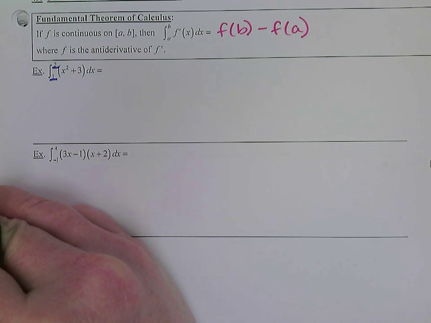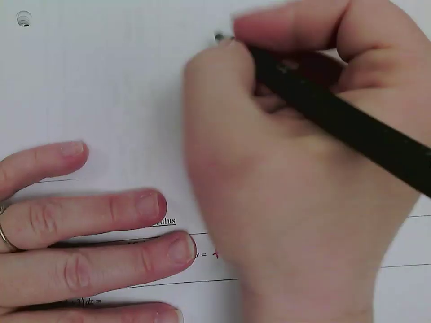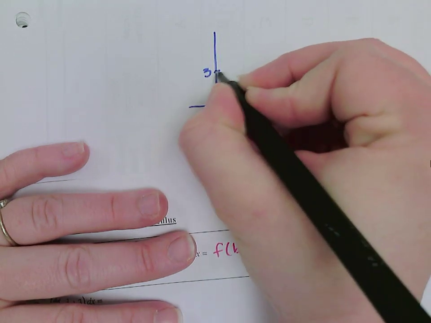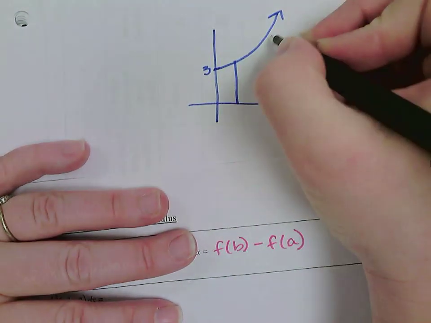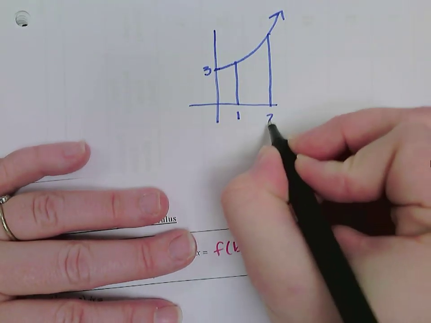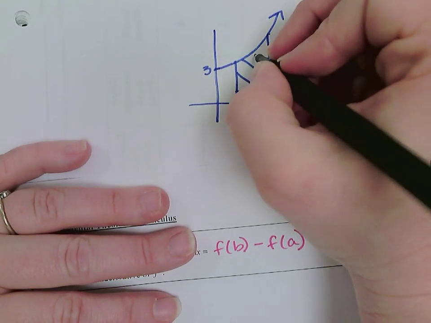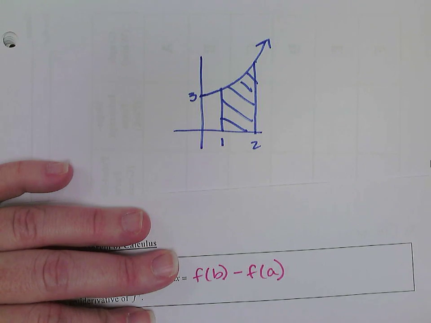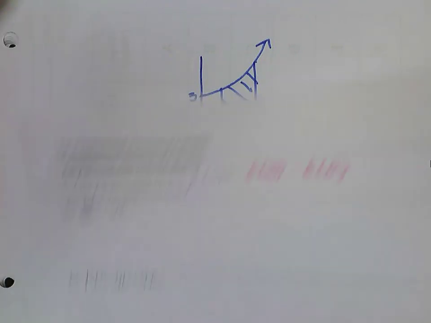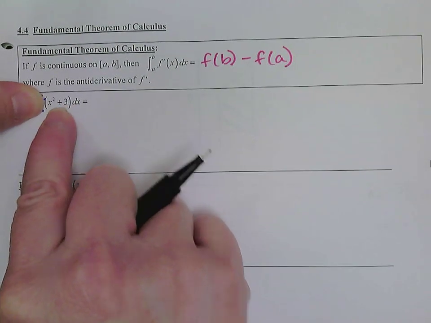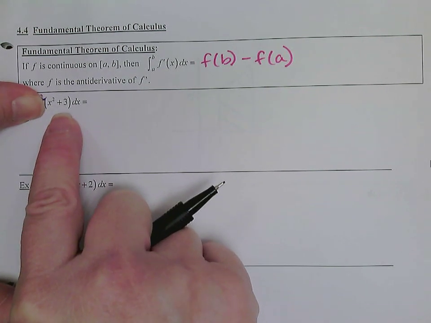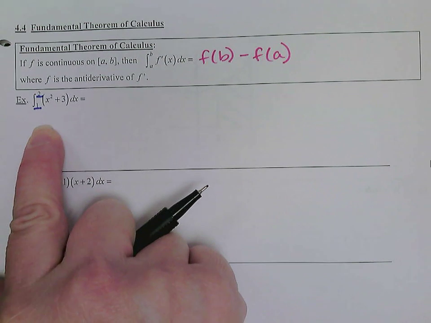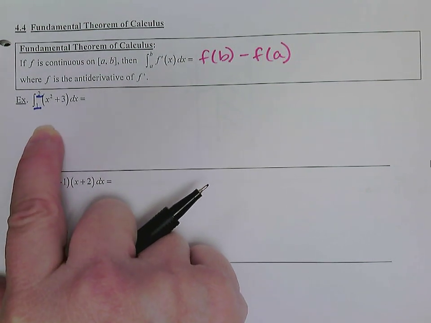Well, that would be a parabola shifted up 3 from 1 to 2, which, as we discussed before, doesn't fit a geometric pattern. But if we can find the antiderivative of this function, and if we can evaluate it at x equals 2 and x equals 1, we can find the actual area and not just an approximation using a Riemann sum.